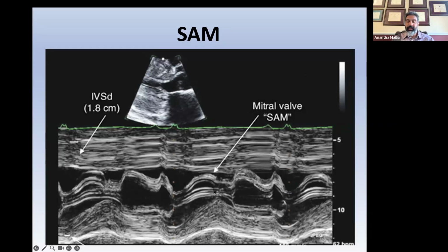When the valve is supposed to be closed, you get this little hump here of the anterior leaflet being sucked and pushed up into the LVOT. So this is SAM. This is actually something that will probably show up on your critical care boards as a sine qua non finding in hypertrophic cardiomyopathy.